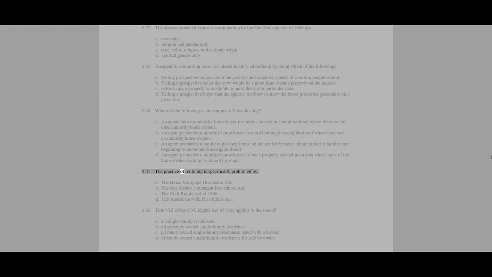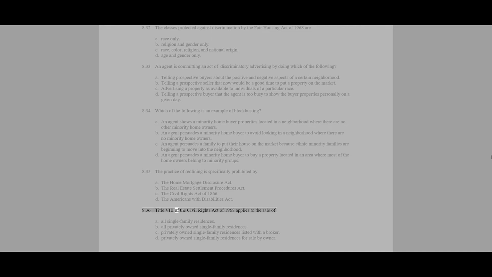8.35 The practice of redlining is specifically prohibited by A. The Home Mortgage Disclosure Act. B. The Real Estate Settlement Procedures Act. C. The Civil Rights Act of 1866. D. The Americans with Disabilities Act.